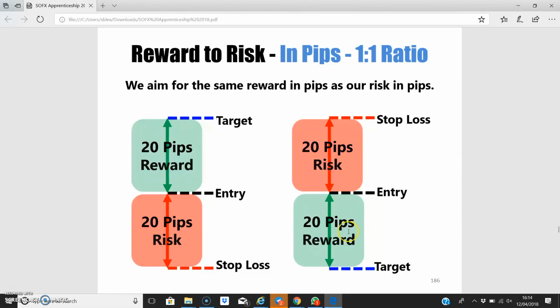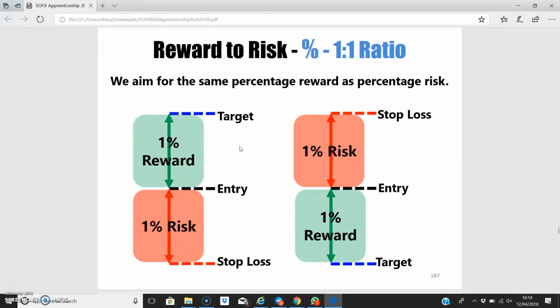For a sell, we have a 20 pip reward for our target from our entry, and we have a 20 pip risk from our entry to our stop loss. We aim for the same percentage reward as percentage risk. So we're looking for a 1% reward and we risk 1%. And again for a sell, we're aiming for a 1% reward, so we risk 1%.